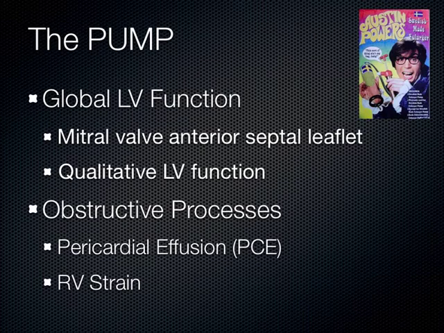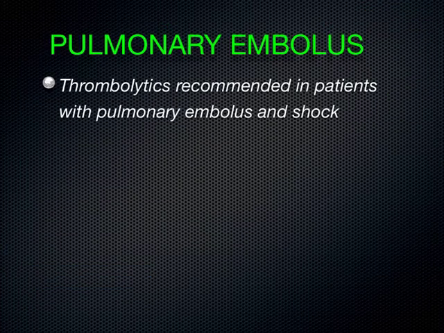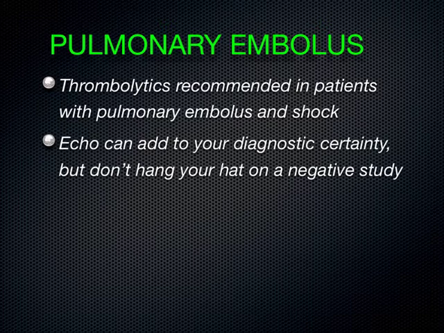Now, one final thing about the pump is RV strain. With pulmonary embolism, we know that in the setting of shock and known pulmonary embolism, thrombolytics are recommended. The problem with echo is that you can't rely on a negative study to say the patient does not have a PE. I can't have a patient who is at risk for a pulmonary embolism do an echo and have there be no evidence of RV strain and say, oh, there's no PE. So the negative predictive value is not good here.